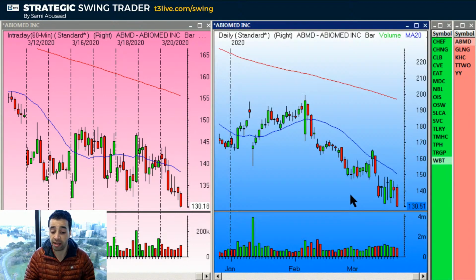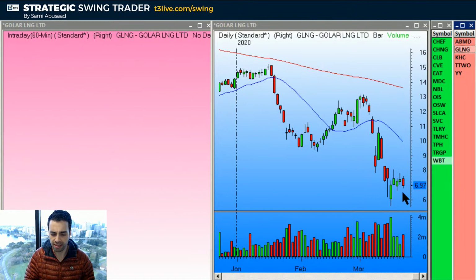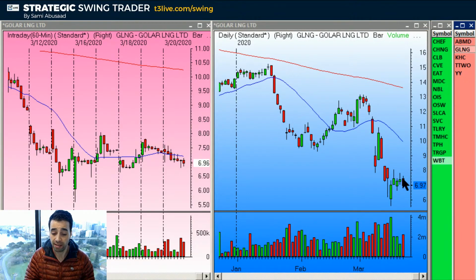I like it because it's not extended. It's close to the 20 MA. The GLNG is a sell setup, much more extended. See, the distance between the 20 MA and price is much bigger, much farther away from the 20. So short stop. The shorts are tough. The ABMD is better than the GLNG.